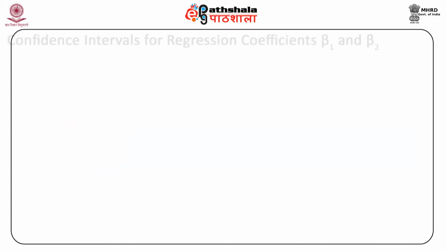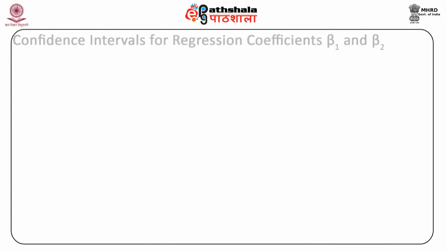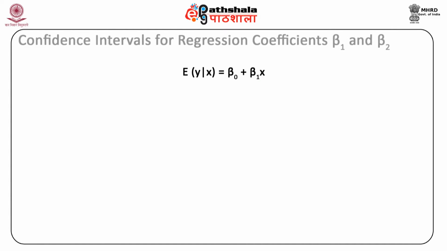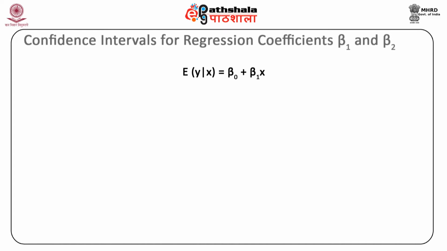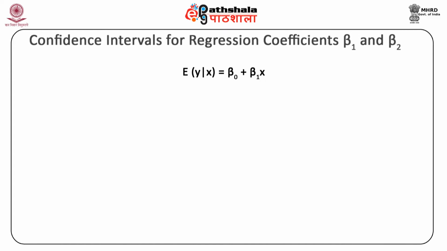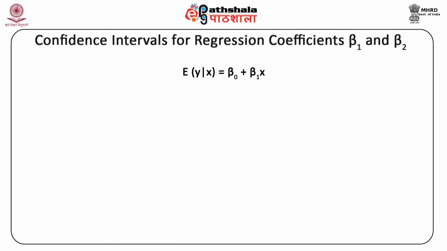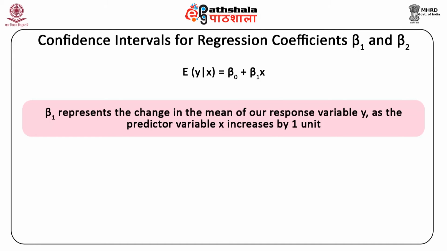Recall that in our regression model, we are stating that the expected value of y given x is equal to beta 0 plus beta 1 x. In this model, beta 1 represents the change in the mean of our response variable y as the predictor variable x increases by 1 unit.